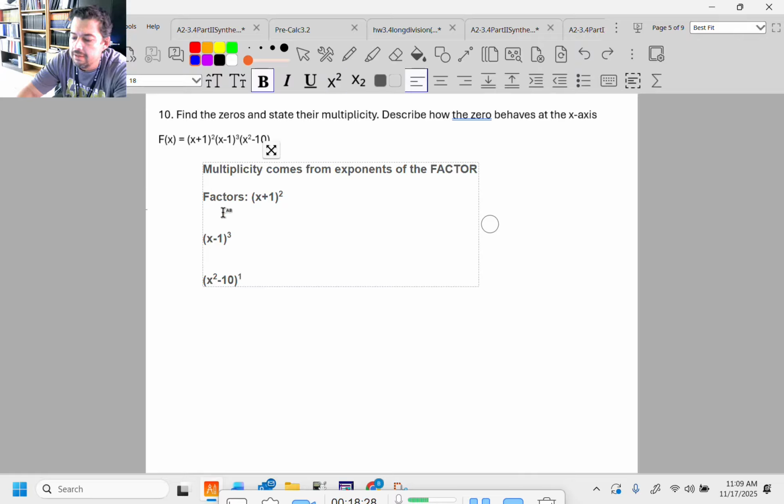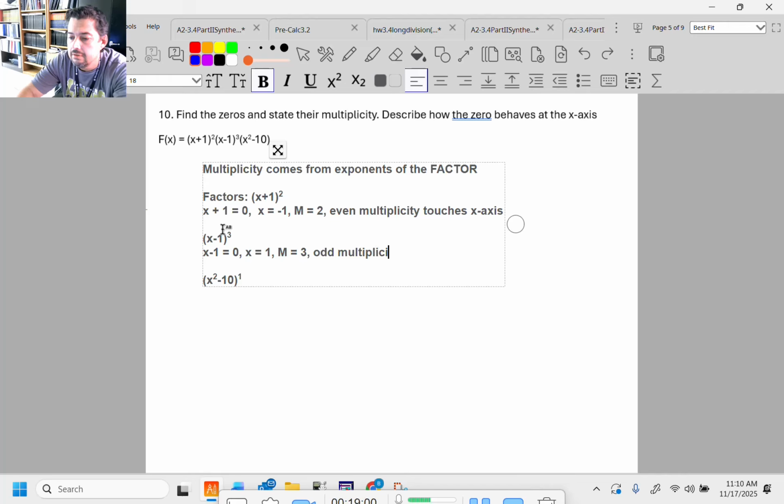Now, if this is my factor, x plus 1 is a 0, which means x is negative 1. Its multiplicity is 2. That comes from the exponent. And even multiplicity touches the x-axis. All right, I have a factor of x minus 1, so my 0 is x minus 1. I shift right, I get x is 1. Its multiplicity is 3, and again, that comes from that exponent. An odd multiplicity crosses the x-axis.